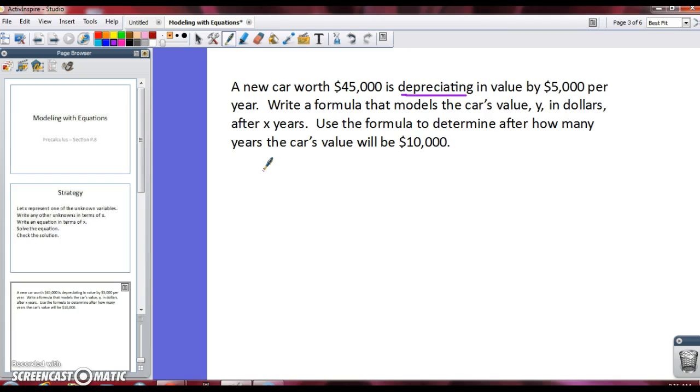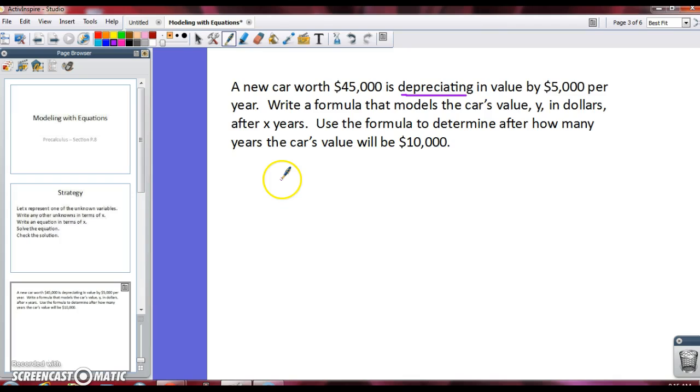Says that we start with a $45,000 car. It's depreciating $5,000 a year, so it's asking us to write a formula representing that. Okay, and it's telling us what y is and it's telling us what x is. And I could go through and write the let statements here, but it says right in the problem what those are, so I'm not going to rewrite those out.